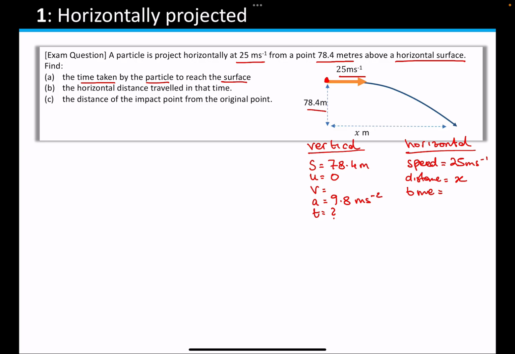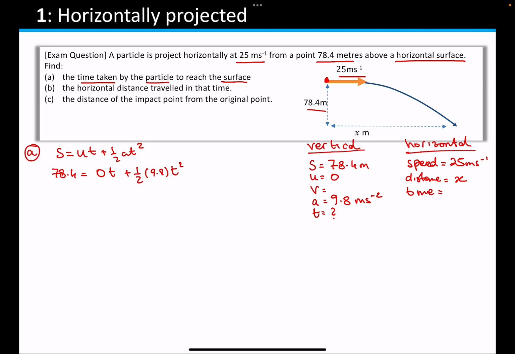So in this case, in order to do part A, I need to find a SUVAT equation that allows me to find the time, but has no v component in the equation. And this is a very straightforward one, and that simply is s equals ut plus a half at squared. If I substitute the values in here, that will be 78.4 meters equals 0 times t plus a half times 9.8 times t squared. So it's going to be like this.